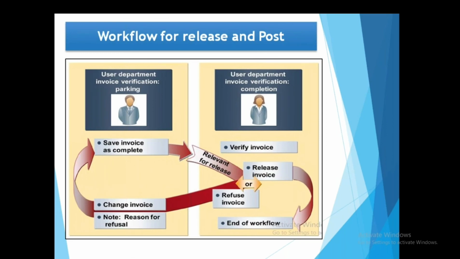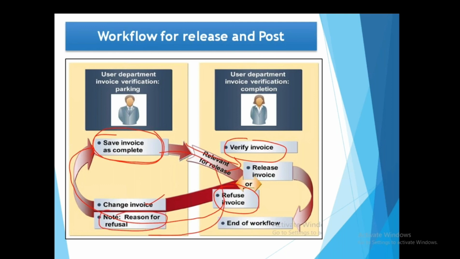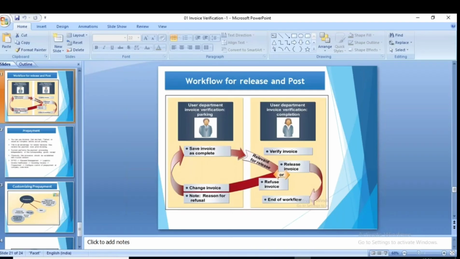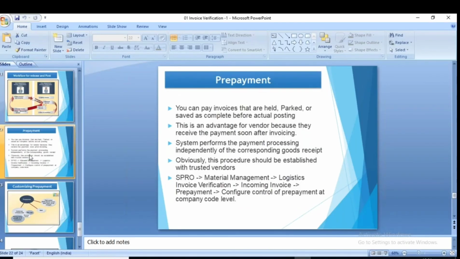Now the next one is that a reversal flow is also available. Let's say the clerk saves the invoice as complete. Now the senior clerk receives the mail and verifies the invoice. If there is any issue, he refuses the invoice. Again, it will go back to the original inexperienced clerk to change the invoice, or he can see why it has been refused. That option is also available in the system, but it will be taken care of by the technical team.